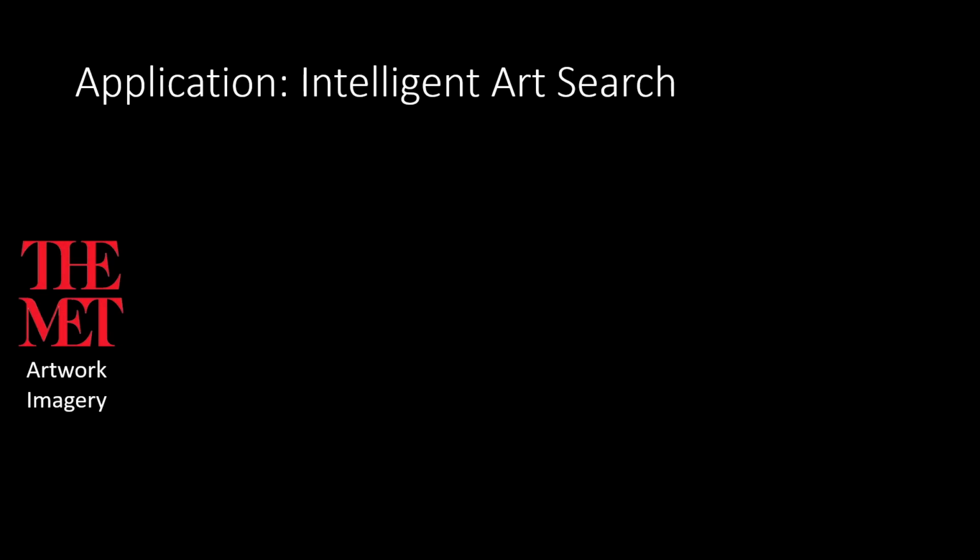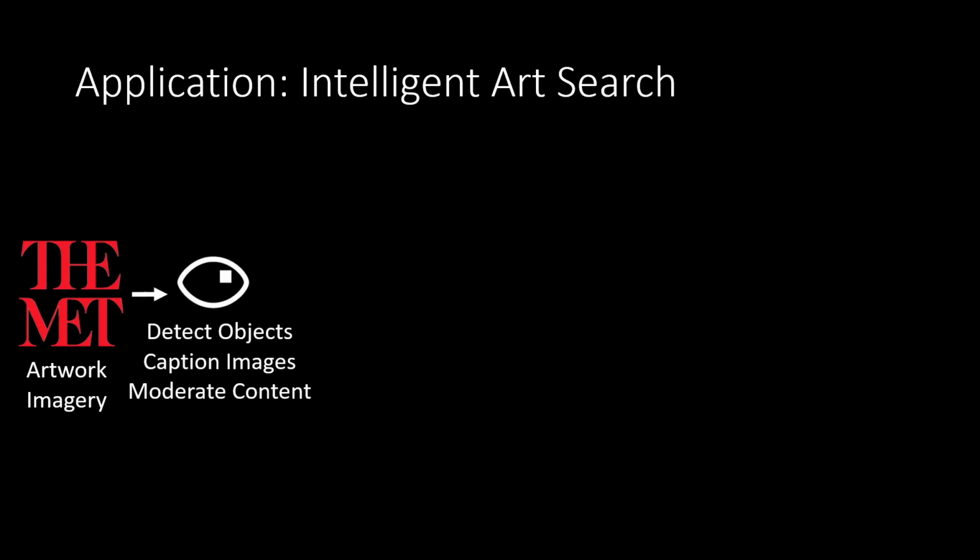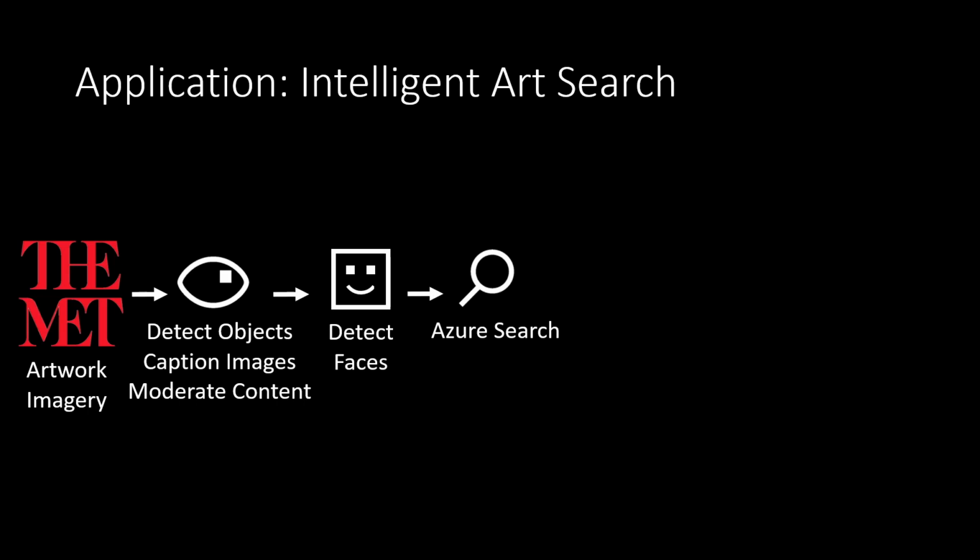The final application is one in intelligent art search. The basic idea is that we have a large amount, around 500,000 artworks from the Metropolitan Museum of Art stored in storage. We can pump these through all the different vision algorithms like object detection, image captioning, content moderation, face recognition and detection. And finally, we can push these into Azure Search to allow a search interface that not only keys on the data that was provided by the Metropolitan Museum of Art, but actually understands the objects in the images and understands a lot more about the images than just provided by the curatorial description.